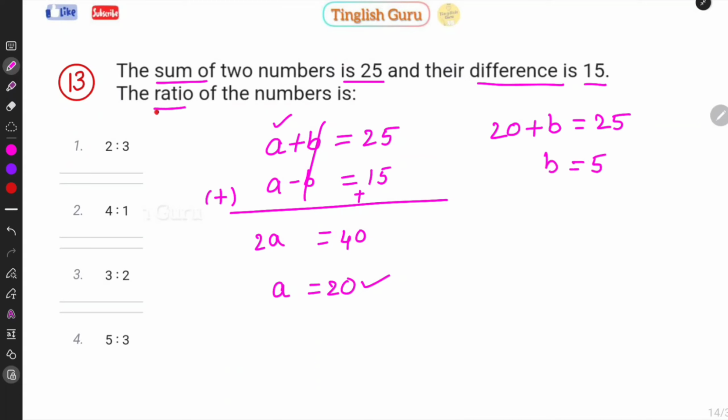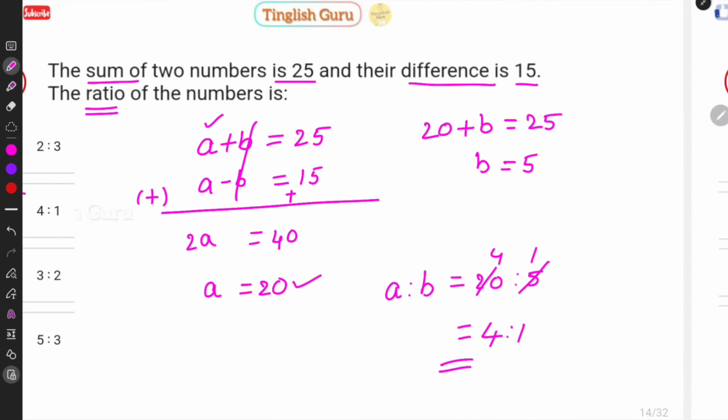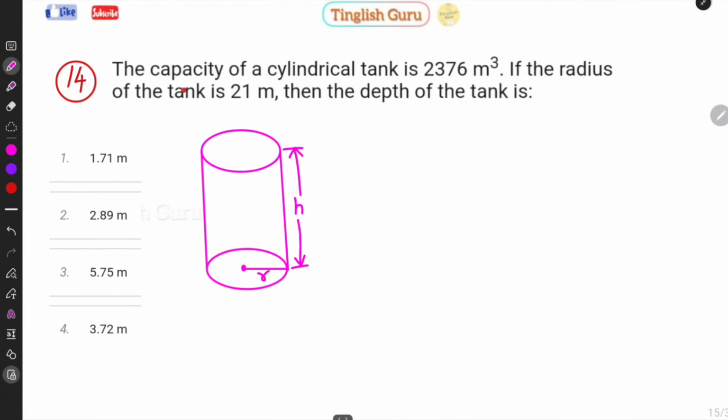So, we are asked to find the ratio. Ratio means a is to b, that is equal to 20 is to 5. So, 5 ones are 5, 5 fours are 20. So, our ratio will be 4 is to 1. Option 2.